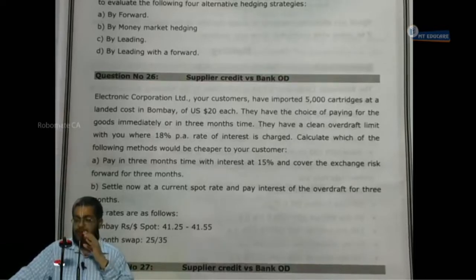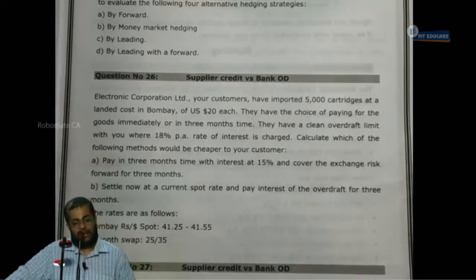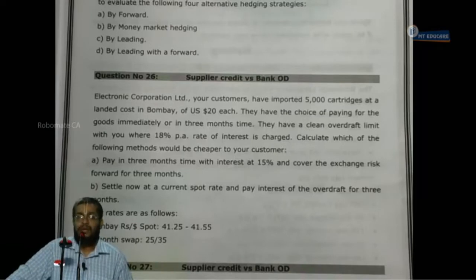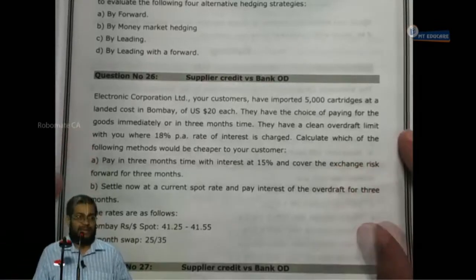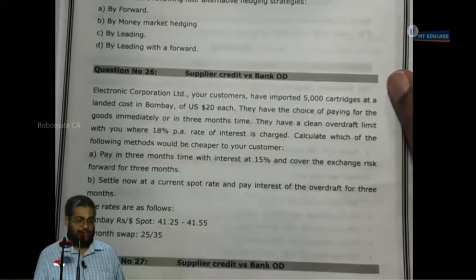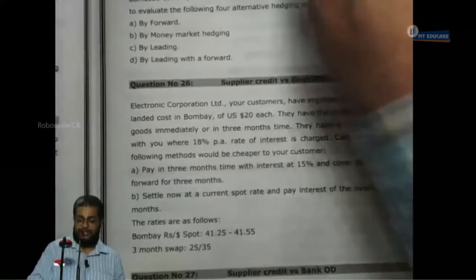3 months swap 25 bar 35. Is 25 a premium swap or a discount swap? Premium swap. What should be done with it? It should be added to the spot. So this is the question that has been given. Please go through the sum before you start with the solution.